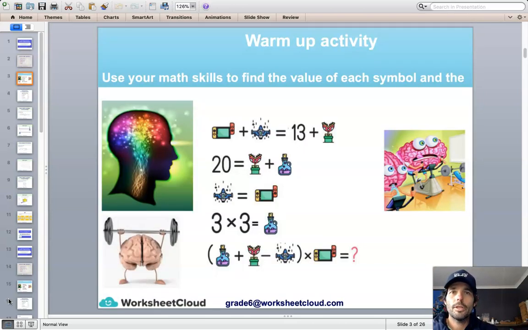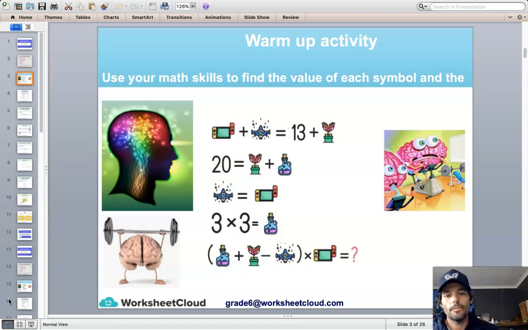You guys know that you need to tell me the value of each symbol and then the question mark at the end. Please take note of the brackets, take note of the combination of operational signs, remember the order of operations. Work through it slowly and methodically, write everything down, and let's see how you guys get on.